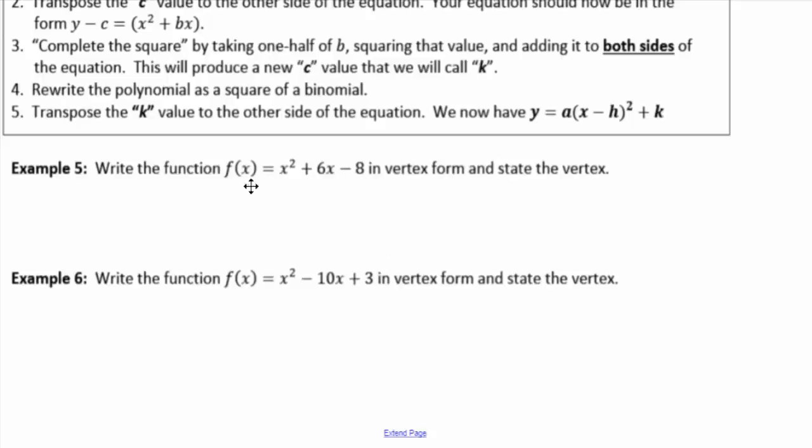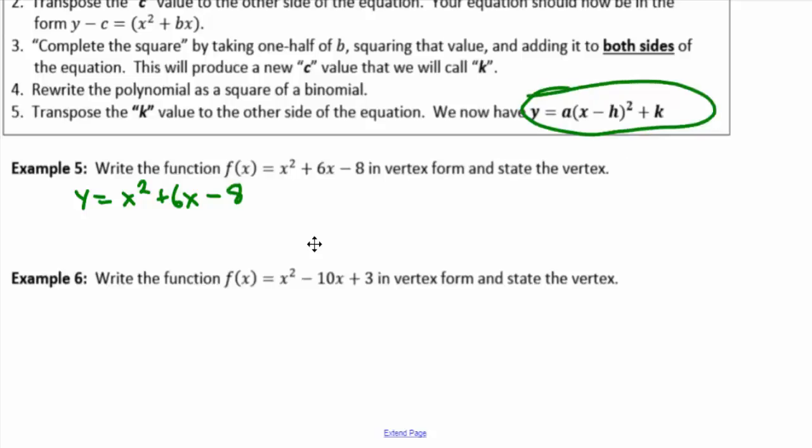We have standard form. f of x is y, so we're going to write this as y equals x squared plus 6x minus 8. That's standard form. We want vertex form, so we want it to look like this when we're done. We have to use our method of completing the square. Remember, we did it with circles, where you take half of the b value, square that and add it to both sides. And then you create a squared binomial. That's what's happening here. See how you have a squared binomial? We want to create that, so we're going to have to put our own number in there. So remember how to complete the square.